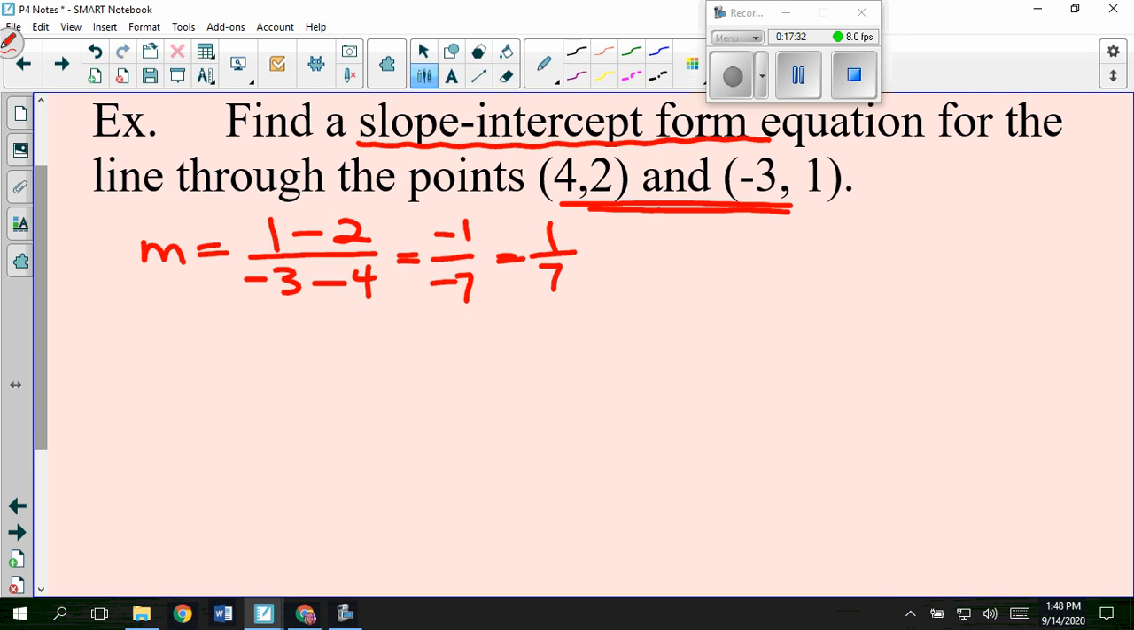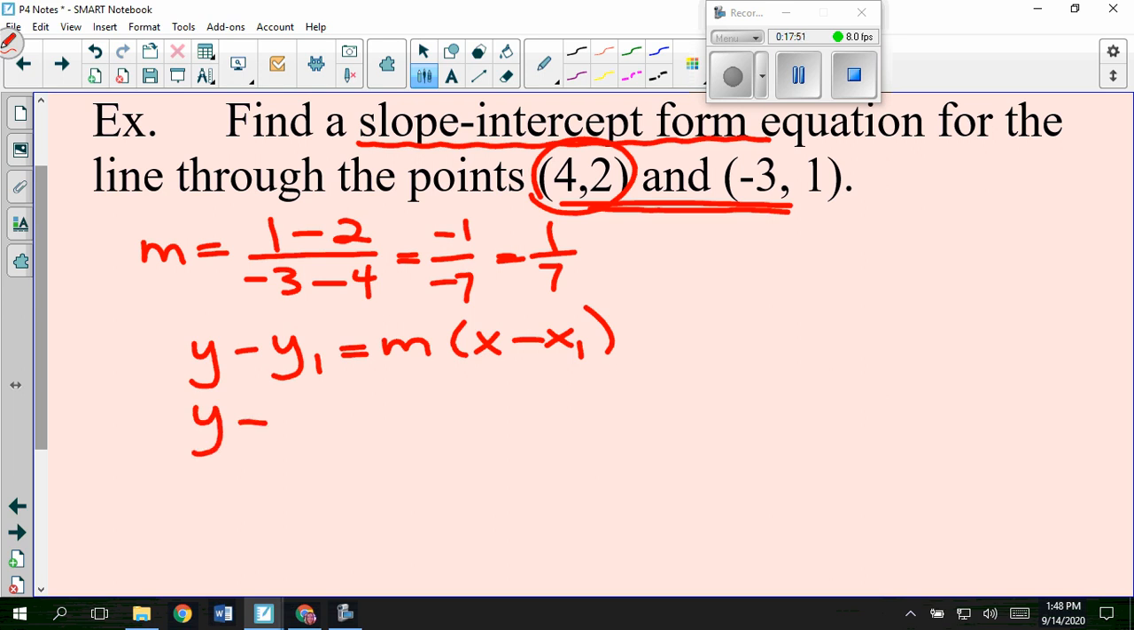I think I'm just going to pick this first point of (4, 2) because it's nice and positive, and I'm going to use the point slope form. So I'm going to write that point slope form down here, and then I'm going to plug stuff in that I know. I'm going to keep the y a y, and the y sub 1 is a 2. My slope that I found was 1/7, and my x sub 1 is the 4. So I plug those pieces in.